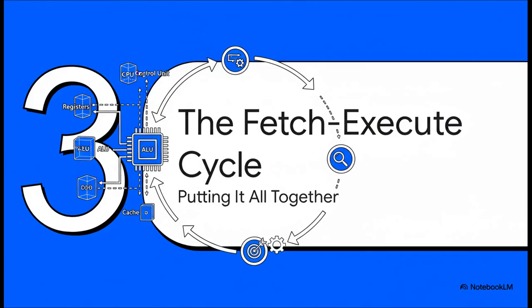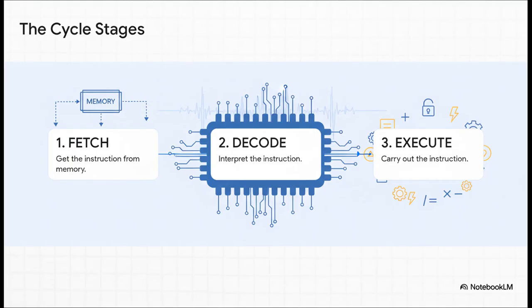And that brings us to the main event. We've met all the individual players now. We've got the registers, the CPU, the ALU, and the cache. So now we get to see how they all work together in perfect harmony in that fundamental process we talked about at the start, the fetch-execute cycle. This whole cycle has 3 core stages, and your CPU repeats this loop millions, sometimes billions of times every single second. It's wild. Those stages are fetch, decode, and execute. Let's look at exactly what happens in each one.